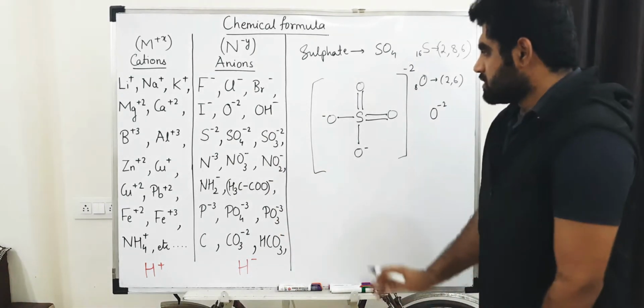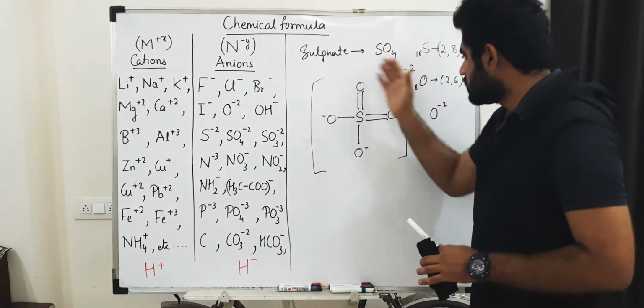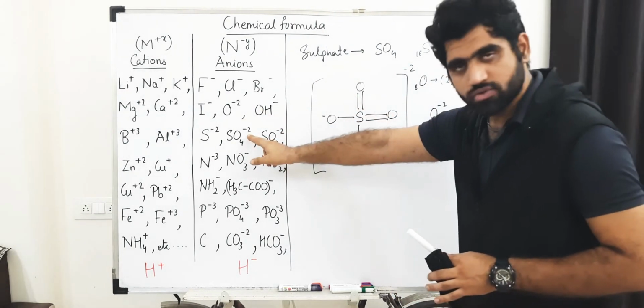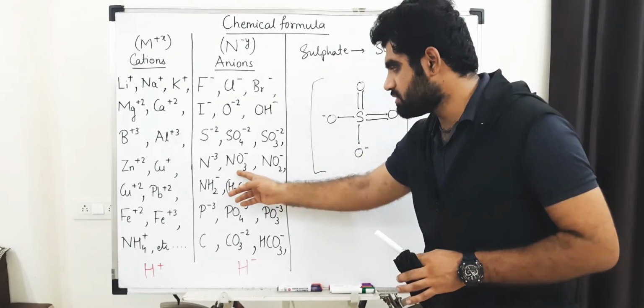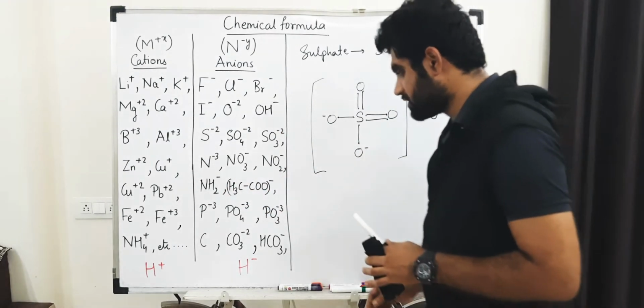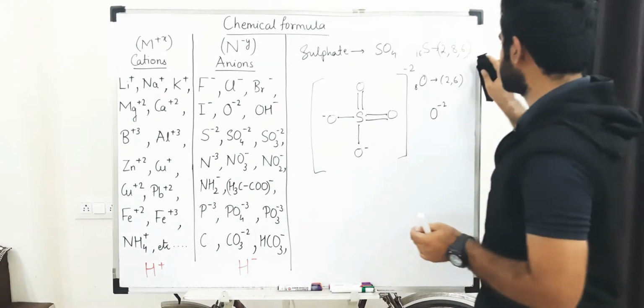Similarly you can go for SO3 also. Therefore, SO4 has -2 as oxidation state, SO3 has -2 as oxidation state. Then we come to nitrate, that is NO3. Just have a look at this. I'll erase it.